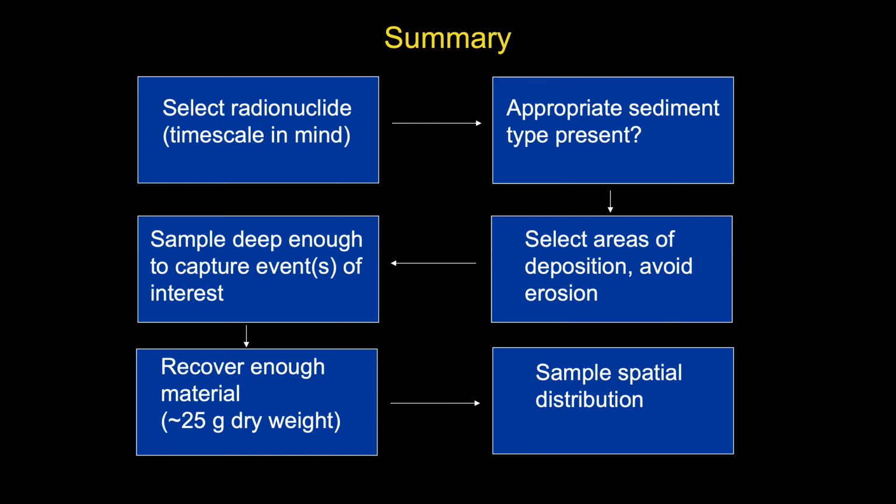That means additional cores or additional samples to reach that approximate weight, and that does vary quite a bit. But I think it's always good practice, if you can, to get as much sediment as possible. And finally, it's always good to sample a spatial distribution. This can help quantify and understand the variability that might exist at your site. It can also help understand areas of erosion and deposition we just talked about. It can also tell you about bioturbation, which is something that we're trying to avoid with these dating techniques.